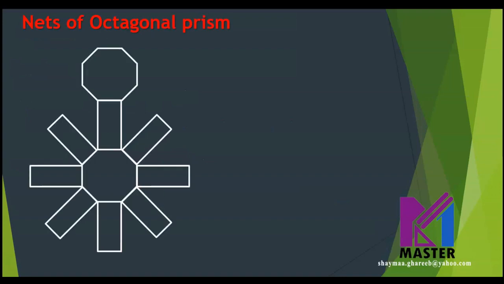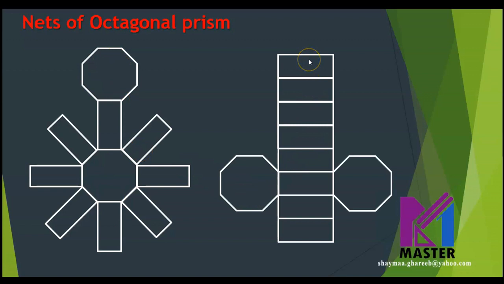Nets of the octagonal prism. This is one of the possible nets for the octagonal prism. As you can see, 2 opposite and identical bases. Both of them are octagons, and we have 8 identical rectangles here. Sometimes the rectangles are not identical according to the shape of the octagon. Also, this one is a possible net for the octagonal prism. It has 2 opposite and identical octagons and 8 rectangles.